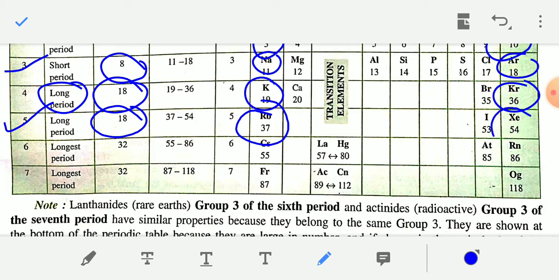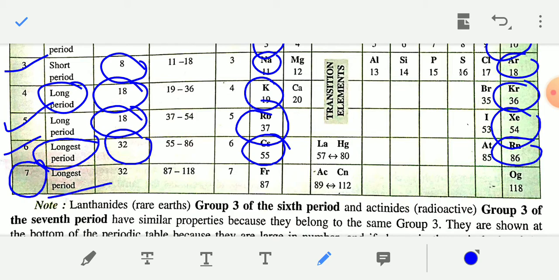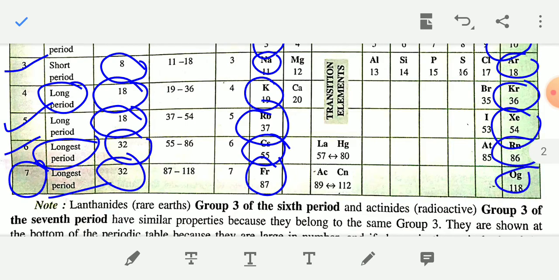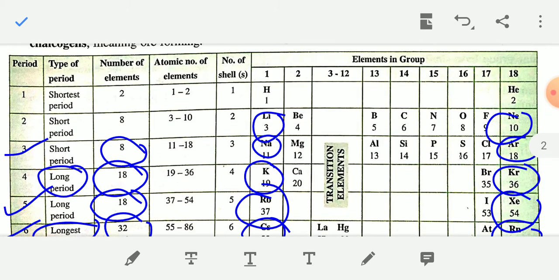rubidium to xenon. Period 6 is the longest period, which consists of 32 elements from cesium to radon. And the last period, period 7, is also a longest period with 32 elements, from francium to Og. So these are some descriptions of periods.